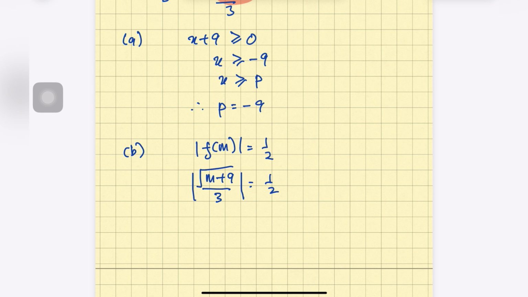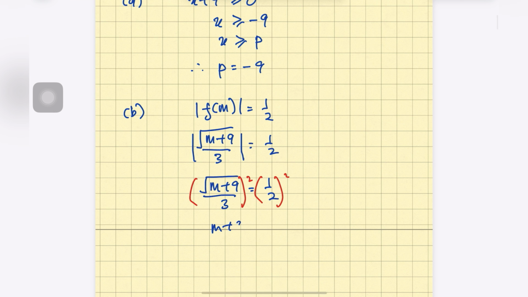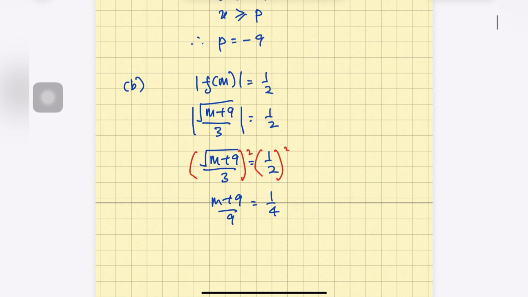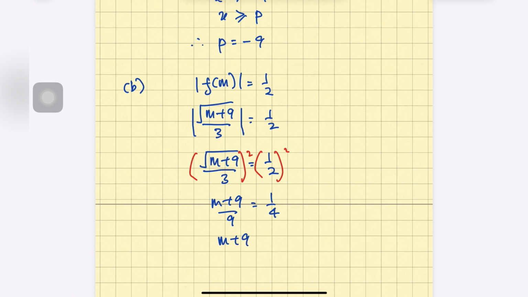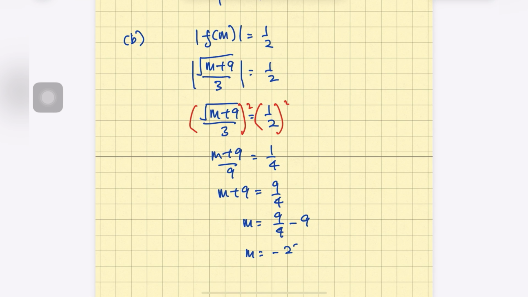Okay, so modulus could be positive or negative. Tapi just now kita dah tahu yang square root ni positif, so kita tak payah pertimbangkan yang negatif lah. So square root of m plus 9, over 3, equals 1 over 2. Okay, so to eliminate square root kita squarekan both side. So here kita dapat m plus 9 over 9 equals 1 over 4. Okay, so then we cross multiply. Here we have m plus 9 equals 9 over 4. So m equals 9 over 4 minus 9. So this one m equals negative 27 over 4.